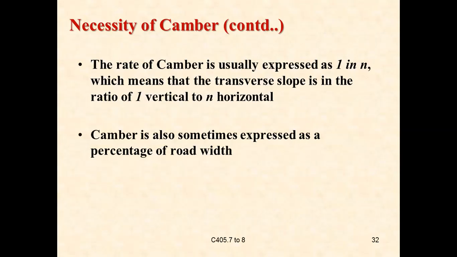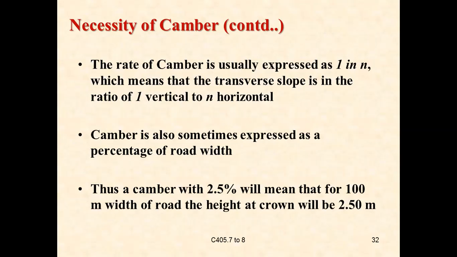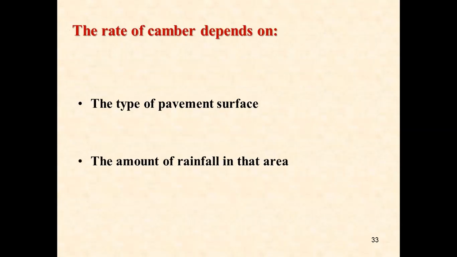Camber is also sometimes expressed as a percentage of the road width. That is, 2.5% means that for a 100 meter width of the road, the height of the crown will be 2.5 meters. 2.5 by 100 is called 2.5%. For a 100 meter width of the road, the vertical ordinate is 2.5, so the slope is 2.5%. The rate of camber depends upon the type of pavement surface. What is the pavement?